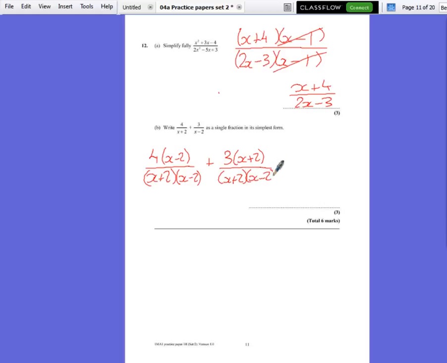If we expand the tops, we'd have 4x minus 8 plus 3x plus 6, and that is over that common denominator of x plus 2, x minus 2. And then to simplify that for our answer, 4x's plus 3x is 7x's, minus 8 plus 6 is minus 2, and we've got that common denominator of x plus 2, x minus 2.